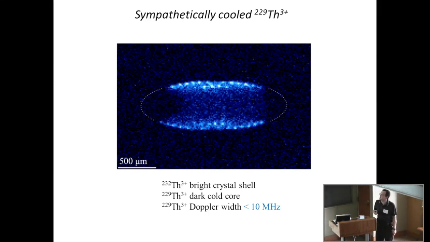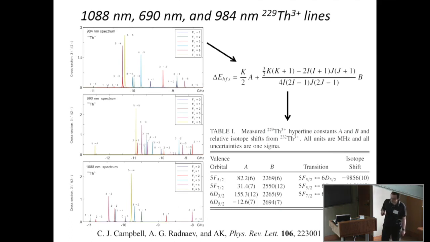There are 229 ions, and the Doppler width is on the order of less than a few megahertz. So at that point, we could employ broadband repumpers to cover most of the hyperfine sublevels and scan just a single narrow laser field across resonance and observe individual lines. We observed a number of these lines for the three transitions, 984, 680, and 1088.